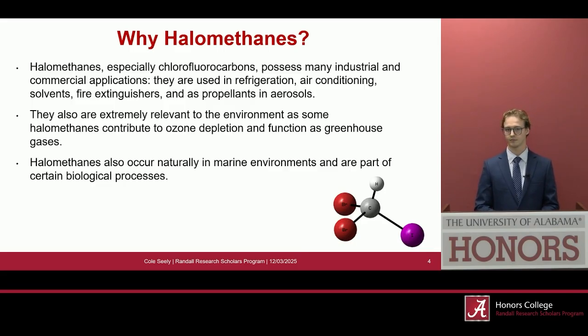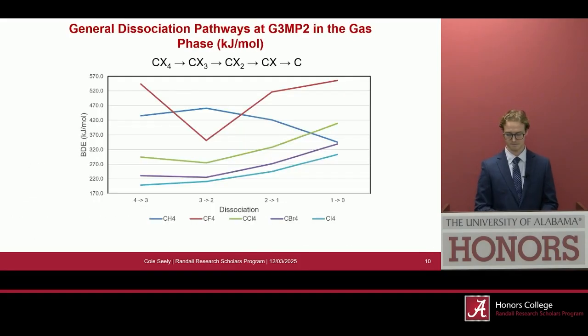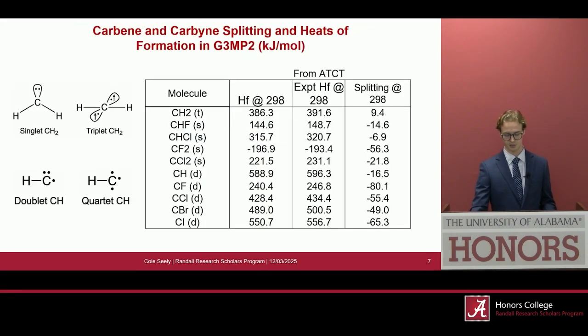Looking at slide 10, why do you think there is that big drop in the BDE for the CF4 pathway? My personal theory is that the CF2 carbene is very stable, and that's what contributes to this big drop in energy. And you can actually see, going back to the splitting, that it very much prefers that singlet state. So that's my theory. However, we're going to look into that more.